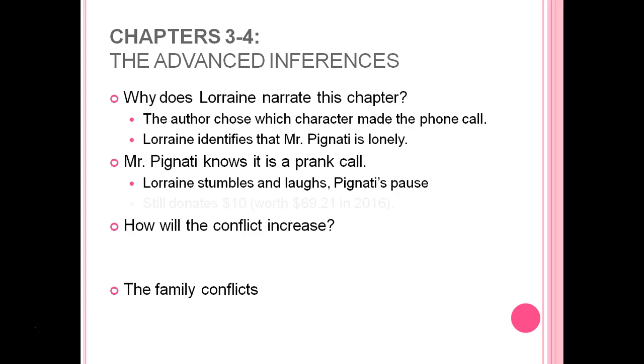And to add to that, he donates, sorry, we should rephrase that. He donates $10 knowing it's not a real call and not a real charity, which is worth $69.21, at least in 2016. That's a pretty large amount of money to give to somebody when they don't actually seem to be a real charity. And that could be an interesting note to make and could lead your mind going in different directions as you get to chapter 5 and 6.